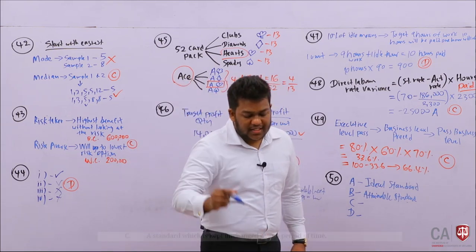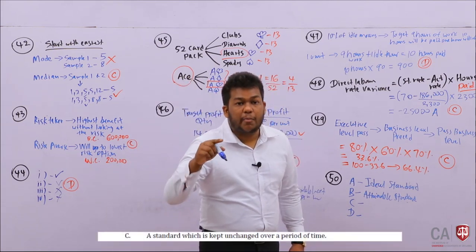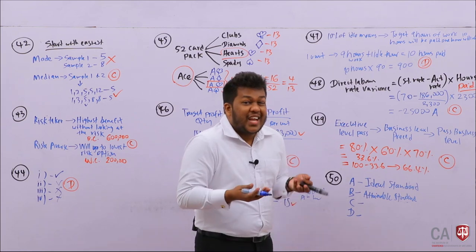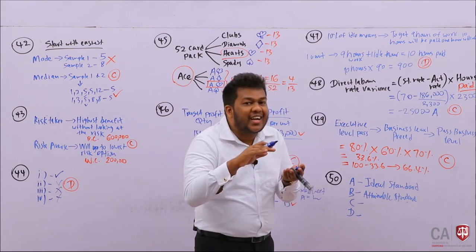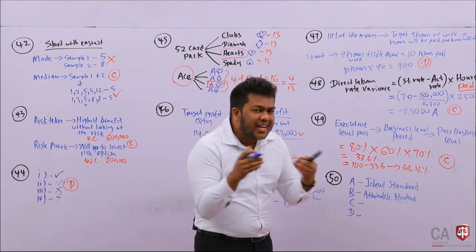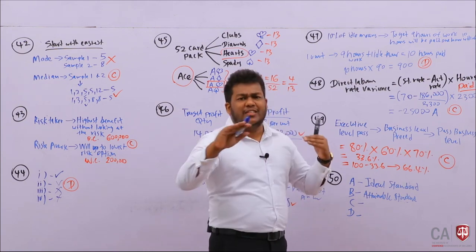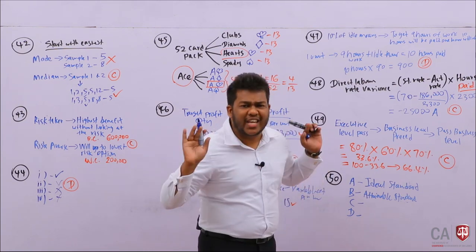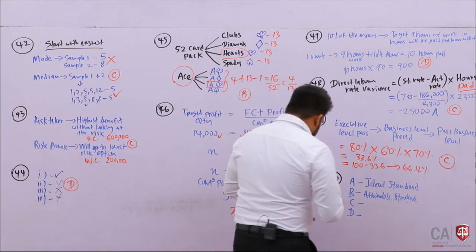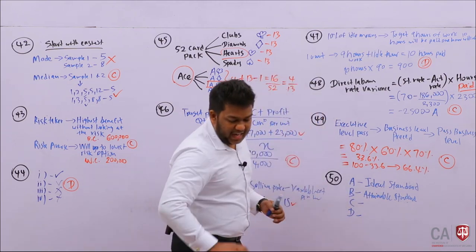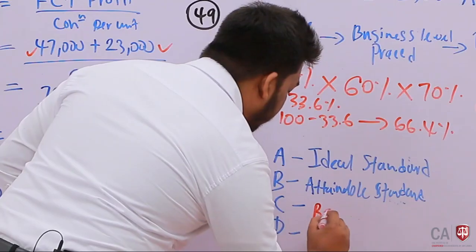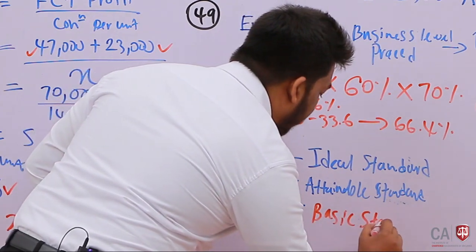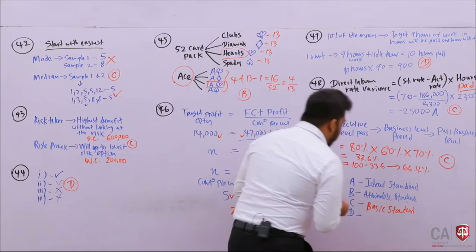You can attain. Definitely anyone can get 85% marks. Then the next one, a standard which is kept unchanged over a period of time. So this is like unchanged. Passing rate 50%. That is unchanged. Every time it's the same. Not going to be changed. So that is the basic standard. That is the answer actually. They are asking what is basic standard? That is the answer.